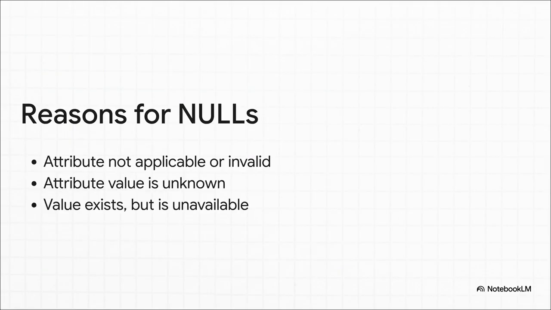See, nulls are tricky because they're so ambiguous. If you see a null in someone's apartment number field, what does that even mean? Does it mean they don't have an apartment number? Does it mean we just don't know it? Or does it mean the information exists, but we can't get it right now? The database has no idea, and that ambiguity can cause real problems.